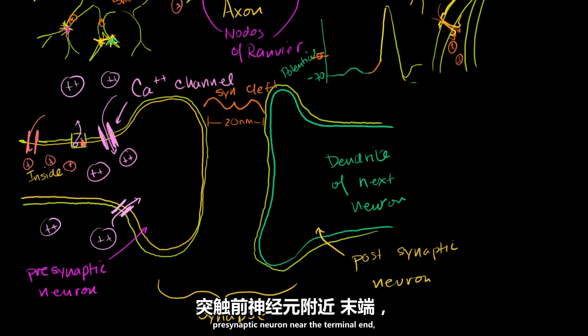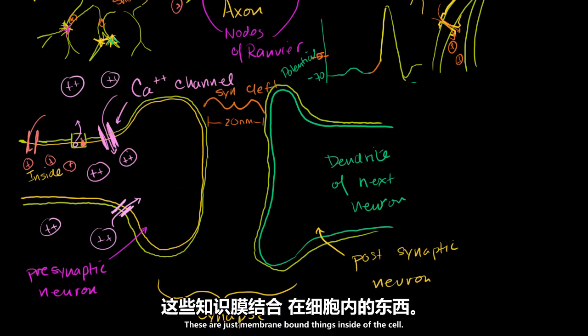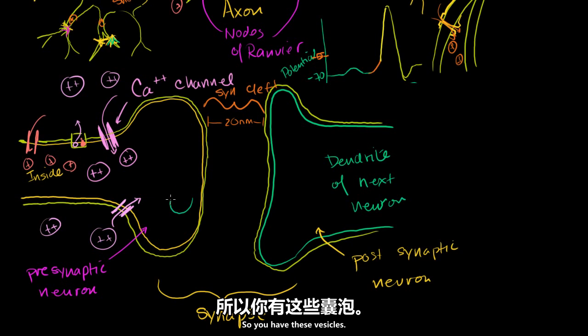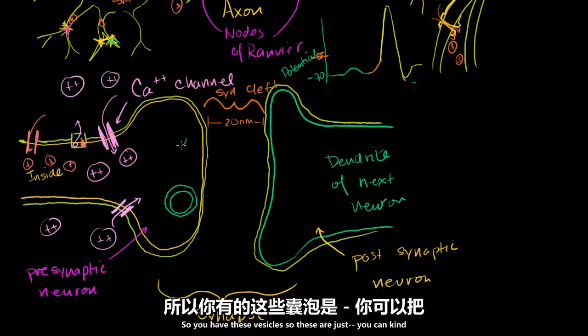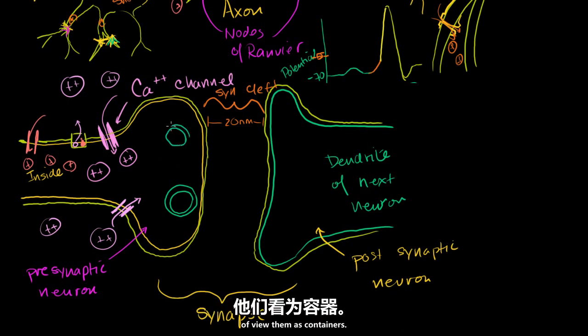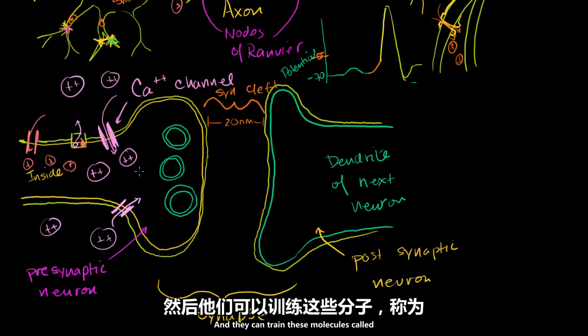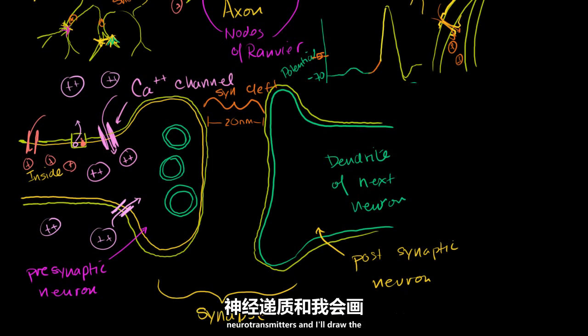So you have on the presynaptic neuron near the terminal end these vesicles. Remember what vesicles were? These are just membrane-bound things inside of the cell. So you have these vesicles. They also have their phospholipid layers, the little membranes. So these are just, you can kind of view them as containers. I'll draw one more, just like that. And they contain these molecules called neurotransmitters.